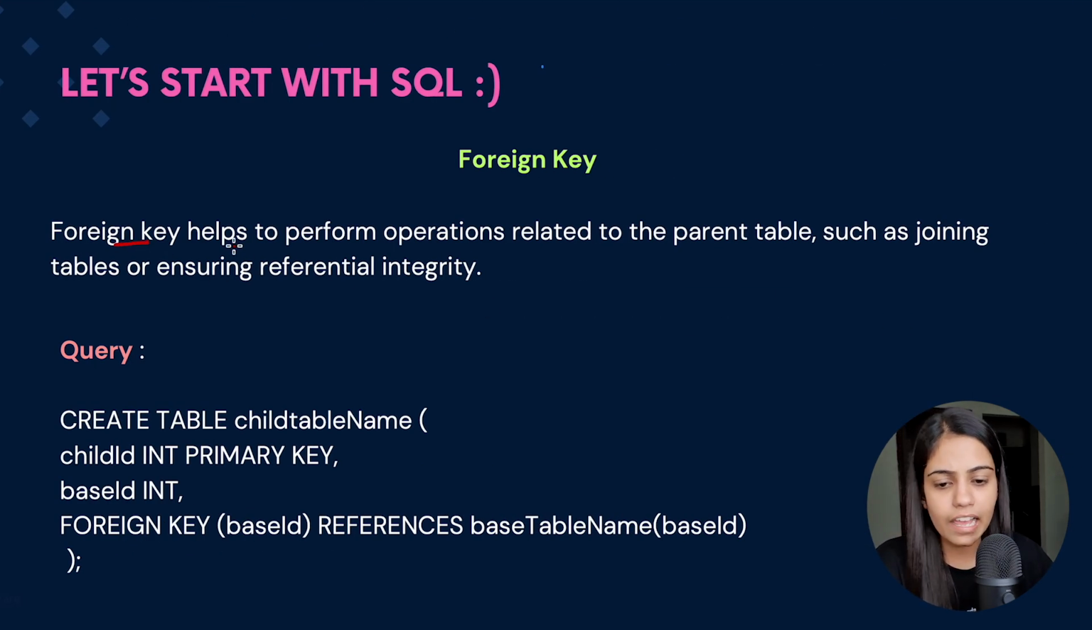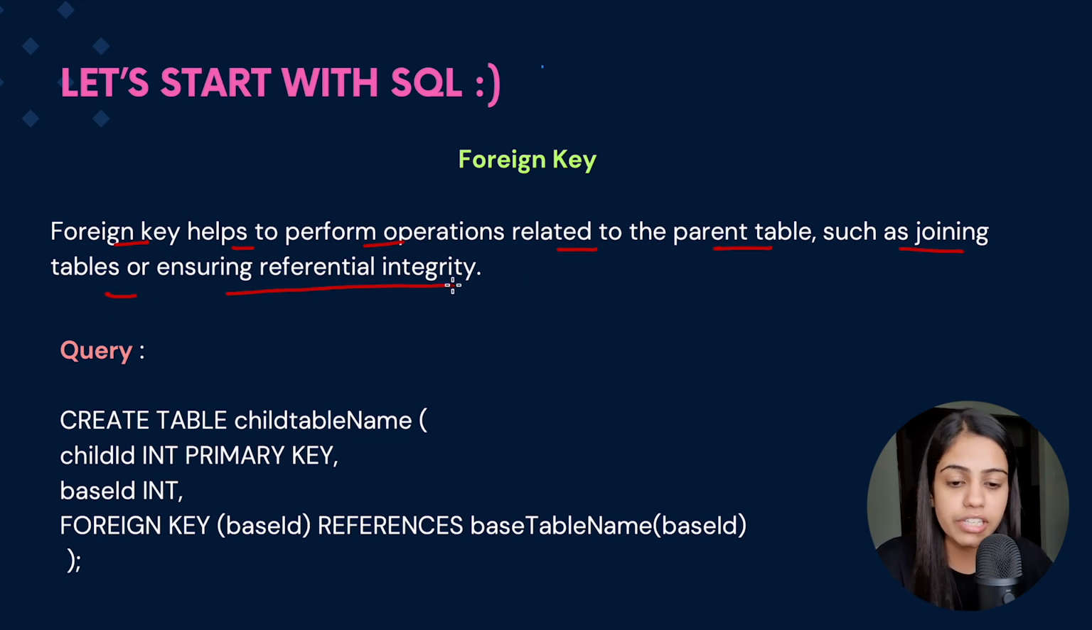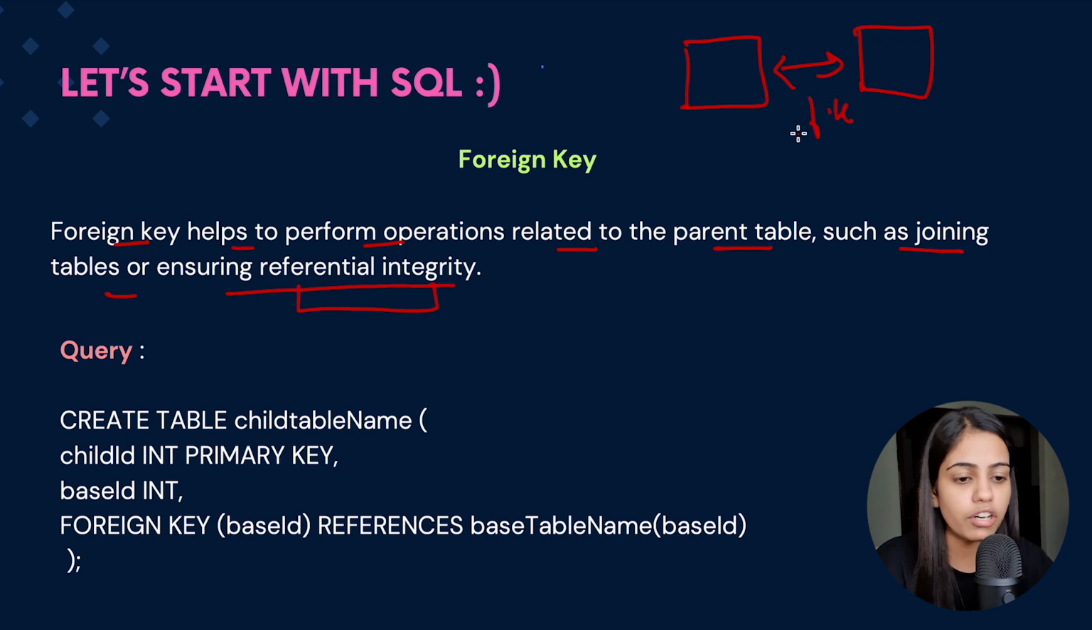Now the foreign key helps us to perform operations related to the parent table, such as joining tables or ensuring referential integrity. Now what is this referential integrity? Consider that there are two tables and they have established a relationship between them. This also has a column as ID, and here also we have a column as ID, which is acting as a foreign key here and as a primary key here.